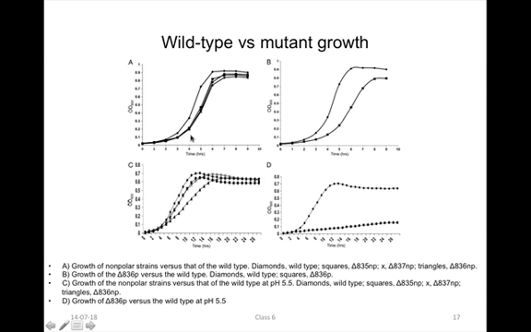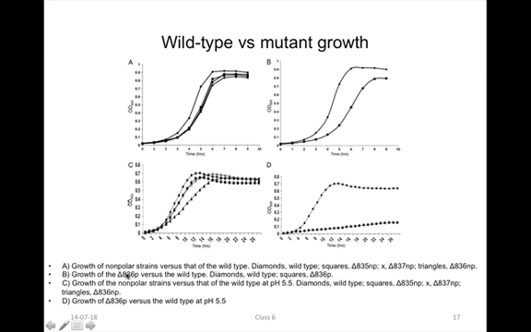All right. Then they looked at the wild type versus the mutant growth. So letter A shows the growth of the nonpolar strains versus wild type. So in diamond, here's the wild type. And as you can see, there's not a lot of difference between the mutants and wild type. I think I would prefer to have seen this with log scale, because in log scale, if there is a difference, it's more obvious, but in regular scale, it's hard to say.